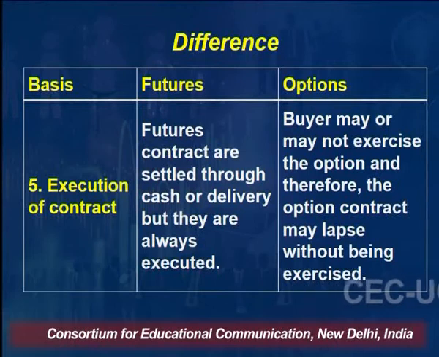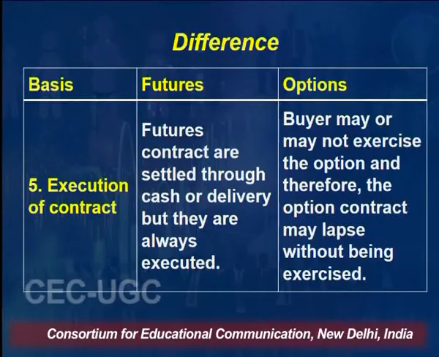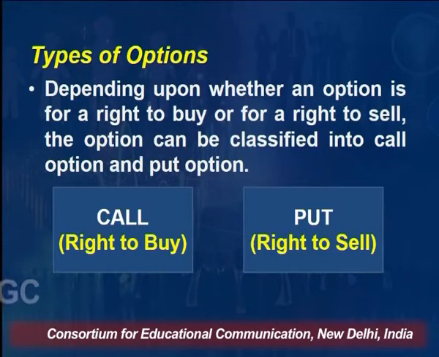In case of options, the buyer may or may not exercise the option, and therefore the option contract may lapse without being exercised. So after talking of this difference between futures and options, now I will be talking about the types of options. There are two types of options. One is called call option, the other is called put option.